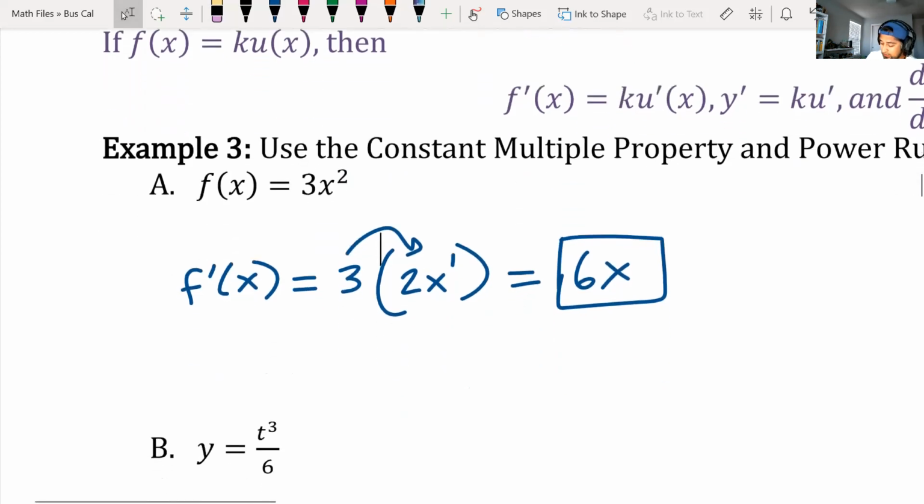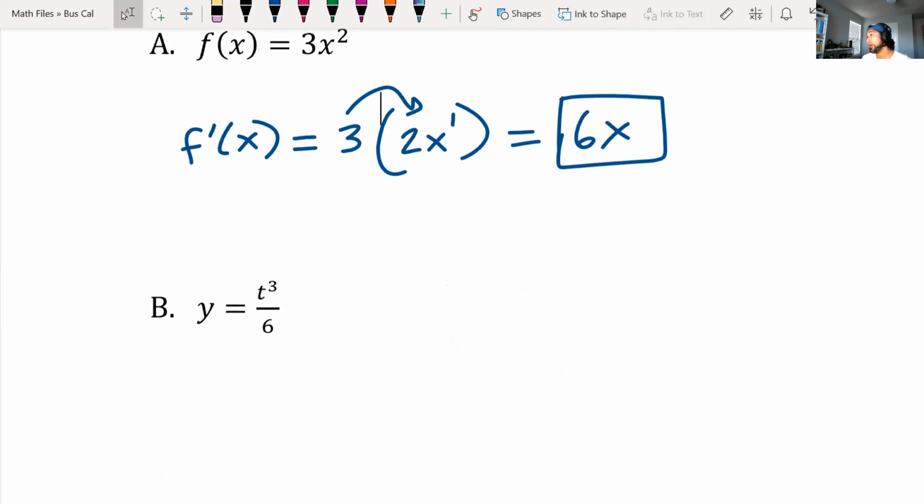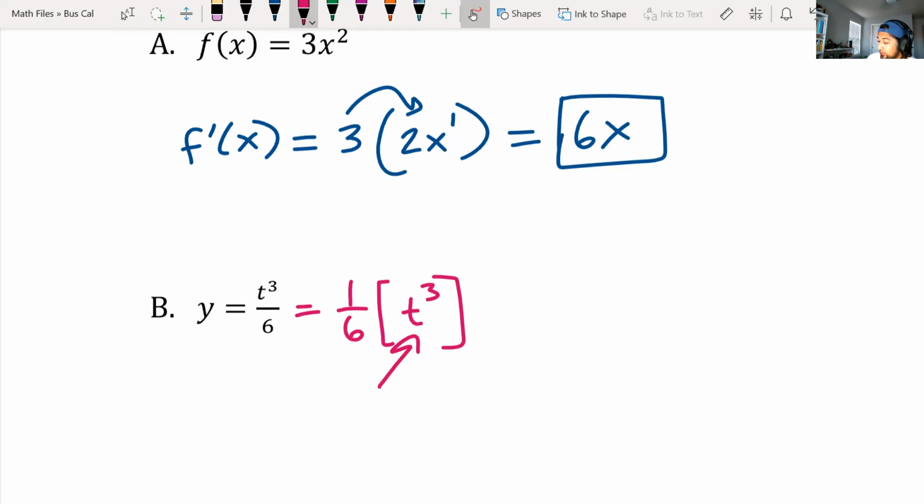All right, let's try it again. Now this one, yes, we want to take out the constant because it's a fraction and it already looks a little difficult. So using the constant multiple property, this is t cubed over 6. What fraction could I take out? One sixth. Good. I can rewrite this as 1/6 times t cubed. So t cubed over 6 and 1/6 times t cubed mean the same exact thing, which means now we're ready for the derivative, because all we want is the derivative of this function, t cubed.